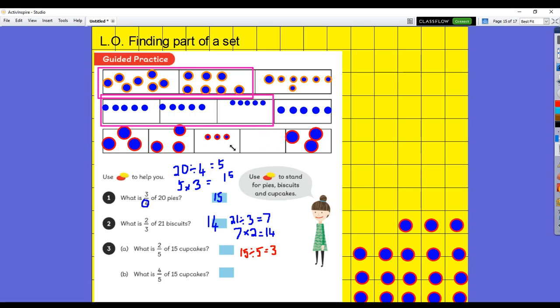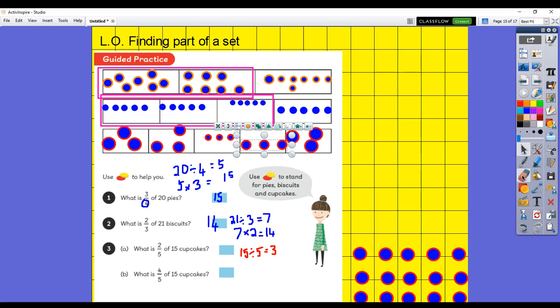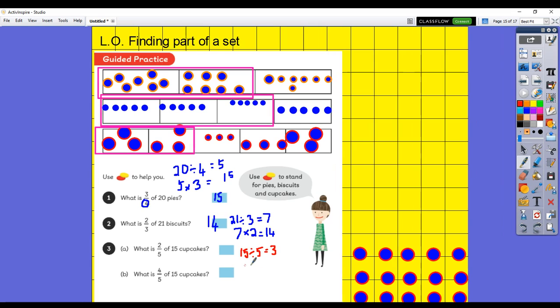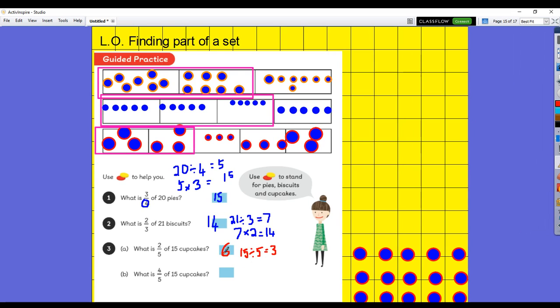And then 15. Okay, so again, now tell your partner what we need to do to work out what 2/5 of 15 is. We know what 1/5 of 15 is going to be, 3. What's 2/5 going to be? Well, let's use our bar model to help us. This is 1/5, so this is going to be 2/5. So 2/5 of 15 is going to be 6. 3, 6. Prove we are right. 3 times 2 equals 6.